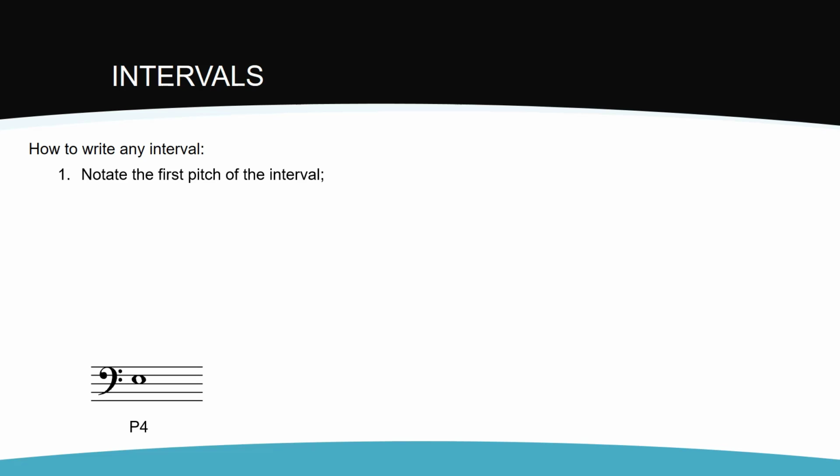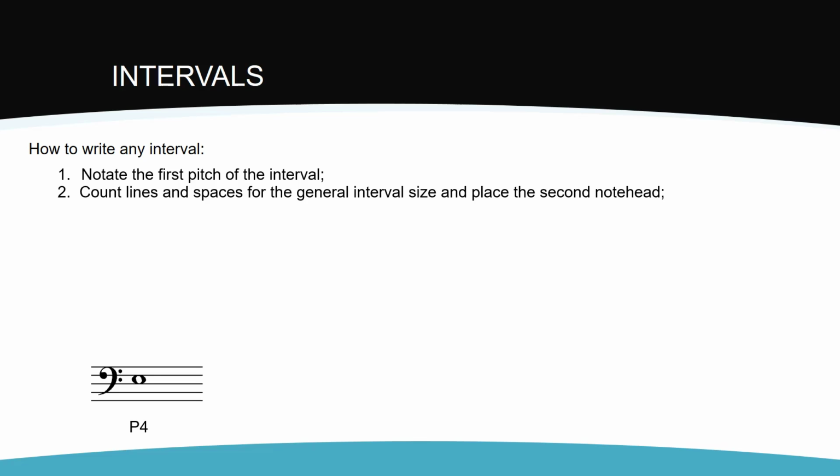Step 2. Counting the first pitch of the interval as 1, count up the lines and spaces until you get to the general interval size that you need. We need some type of fourth here, so we have to count to 4. 1, 2, 3, 4. Place a note head here.